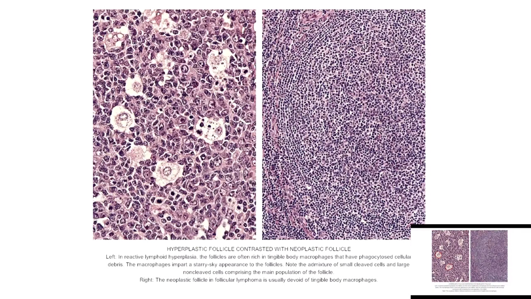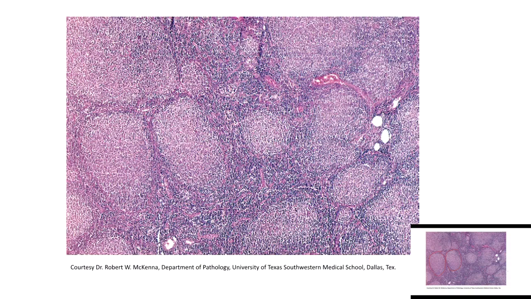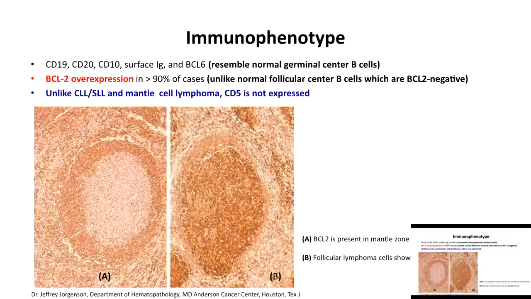So in the second image, no macrophages. Why? Because cells are not dying. If cells are not dying, why do we need macrophages? So that's abnormal, right? So all these follicles are abnormal. That itself tells us there is something wrong with these follicles.